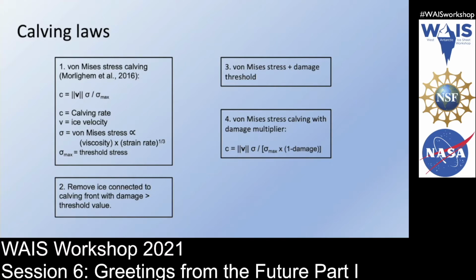Next, we use a simple damage-based calving law in which we just remove ice that's connected to the calving front where damage exceeds some threshold value. In the third case, we simply combine these two calving criteria, and in the fourth case, we combine them in a more sophisticated manner in which we use the damage as a multiplier on the von Mises stress criterion, and so as damage increases, the effective threshold stress decreases.